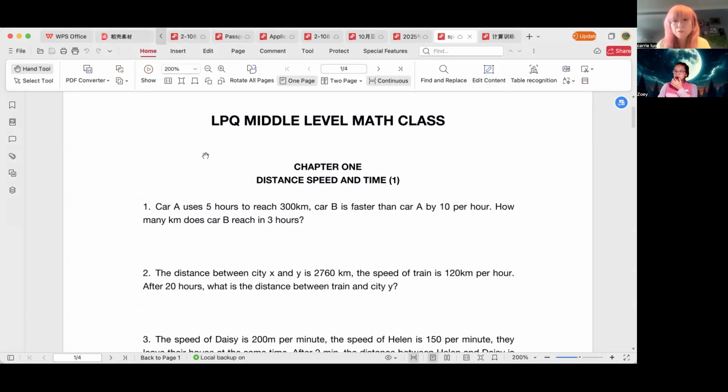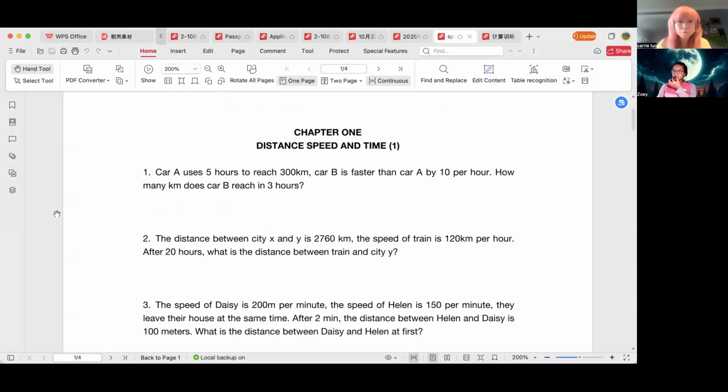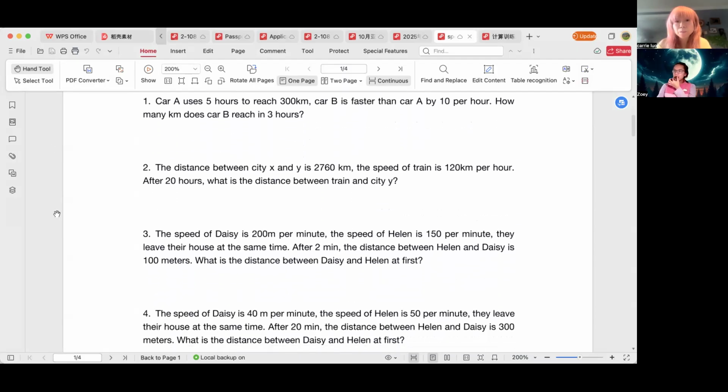So car B is faster than car A by 10. So it's 50 kilometers per hour. Wait, no, 70. 70, right? So it's 210 kilometers per hour. 210, right? Okay. Let's take a look at number 2.